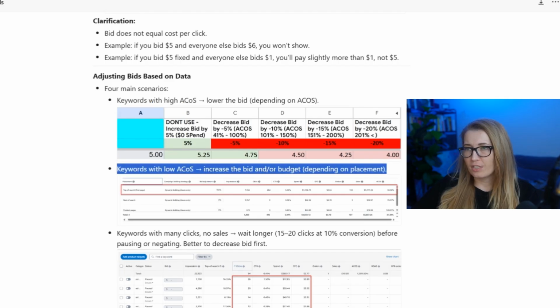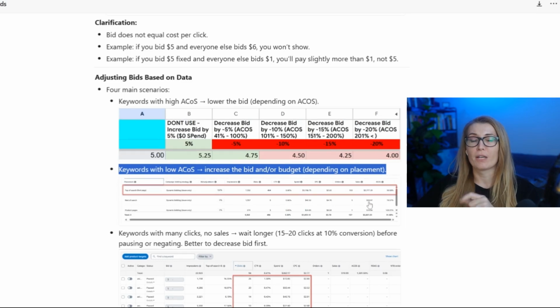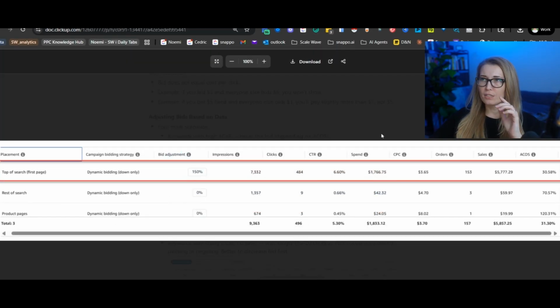The second scenario is keywords with low ACOS. Here, what we would suggest is to increase the bids and/or budget depending on placement. Very important takeaway. And this is something that until the past 2 to 3 months, even we did not pay attention to. Why am I showcasing this? Because, for example, this is a very good case for us where we see that our ACOS is 30%. Our target ACOS for the account is 50%. So as you can see here, the ACOS is way below that.